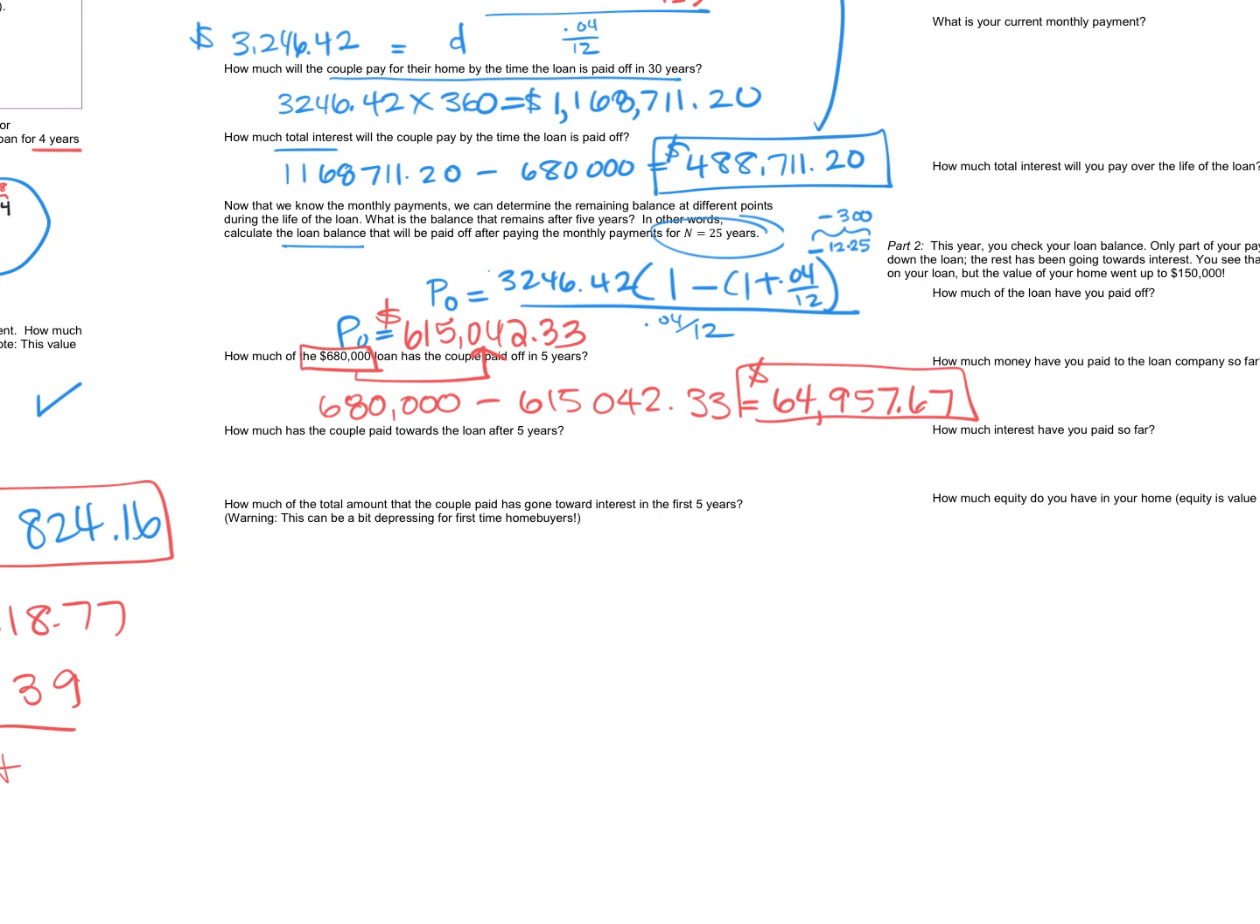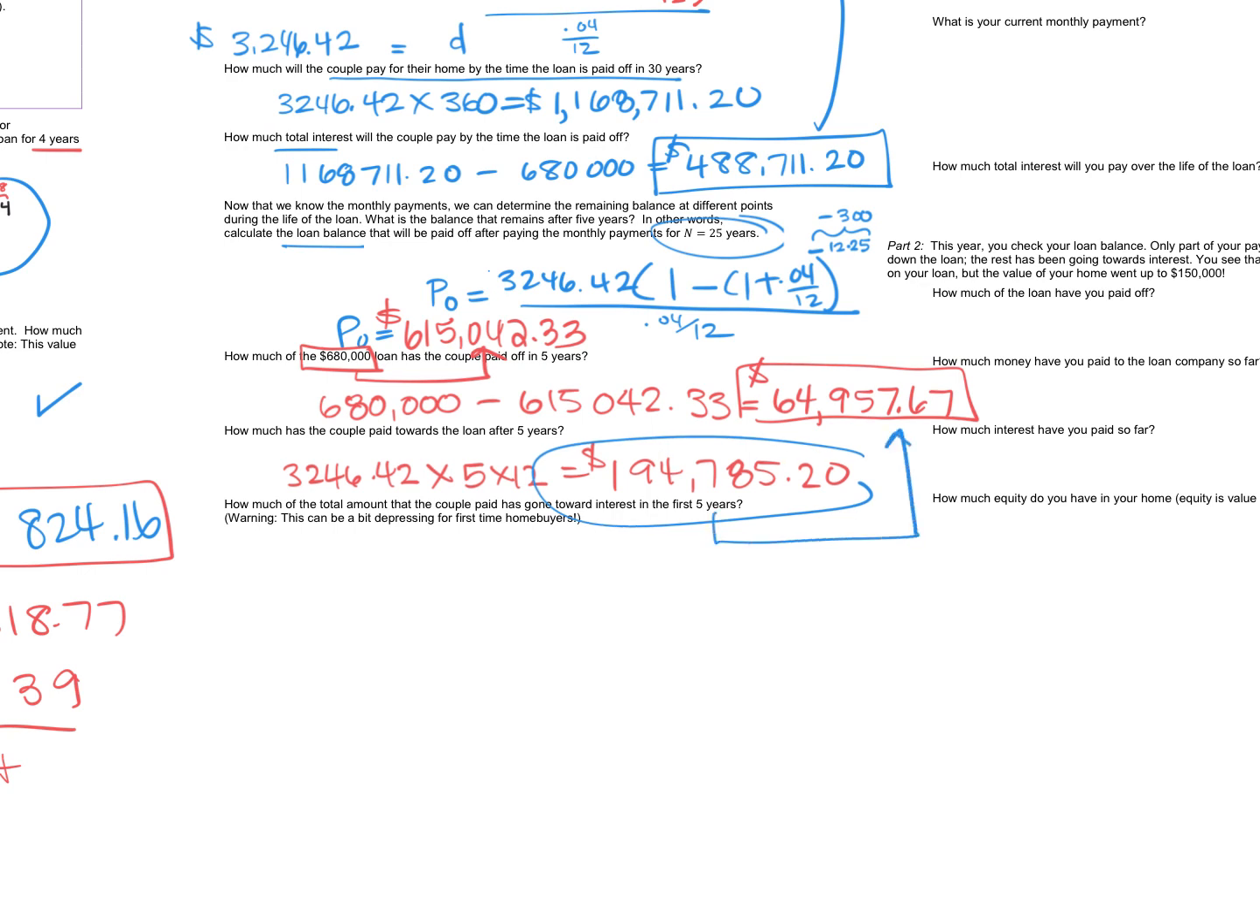Now I've actually paid a lot of payments, that $3,246.42. I've paid in 5 years, so we'll do 5 times 12, or that's 60 if you'd like. I've paid $194,785.20. And so how much of those payments that I've made in these 5 years have gone to interest?